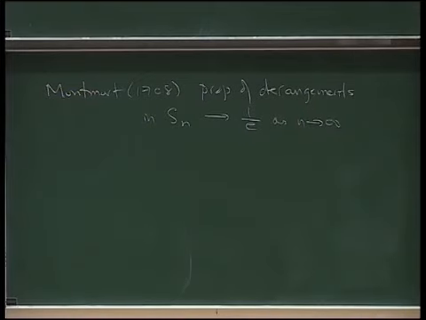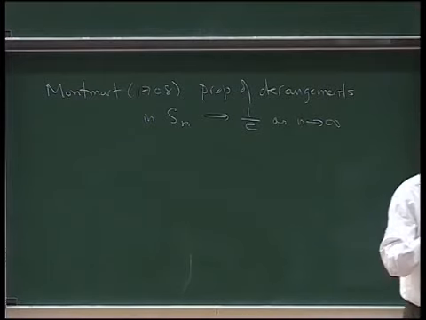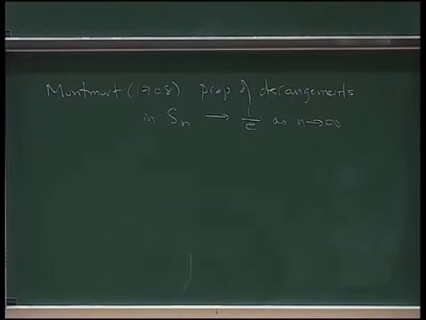Montmort did this in the context of a card game that was popular at the time, and you won if you got a derangement. So the question is, what was the chance of winning?